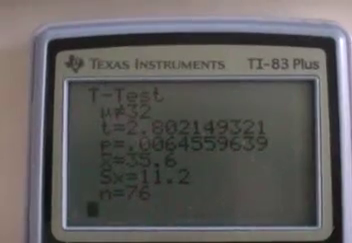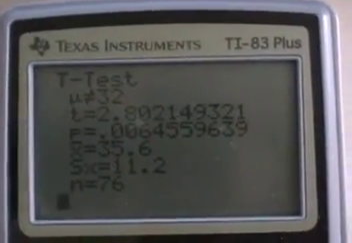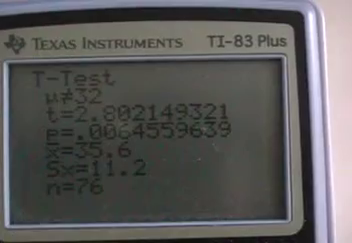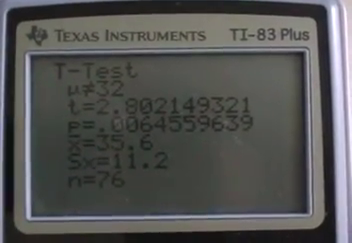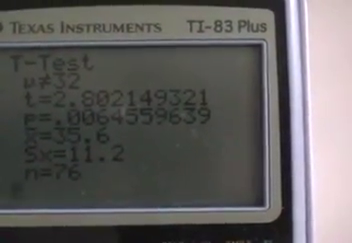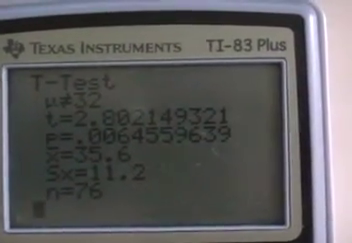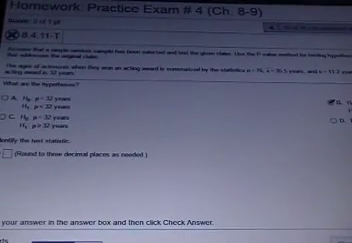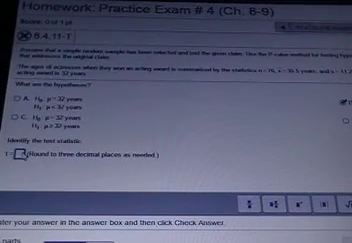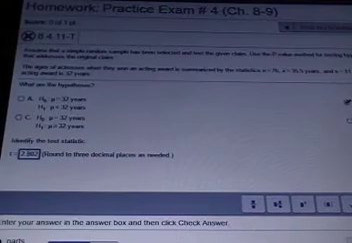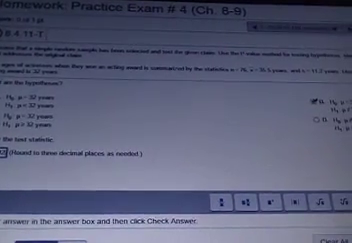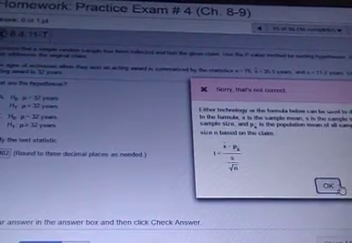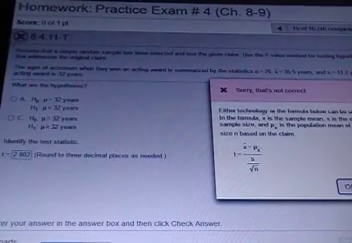So here's my test statistic. T is 2.802. This time they want 3 places. And the p-value is 0.065. So the test statistic is slightly unusual because it's a little bit past 2, although just barely past 2, 2.802. We're almost out to 3, although t's can go a little bit longer. Round to 3 decimal places.